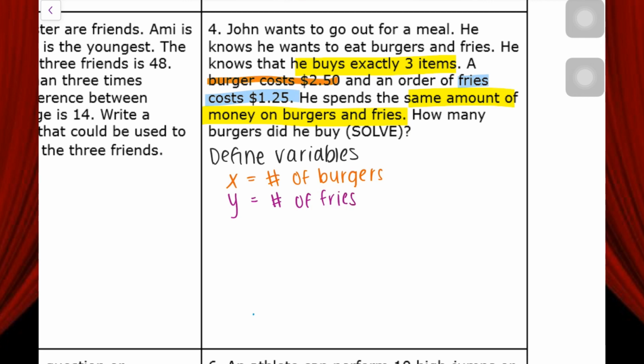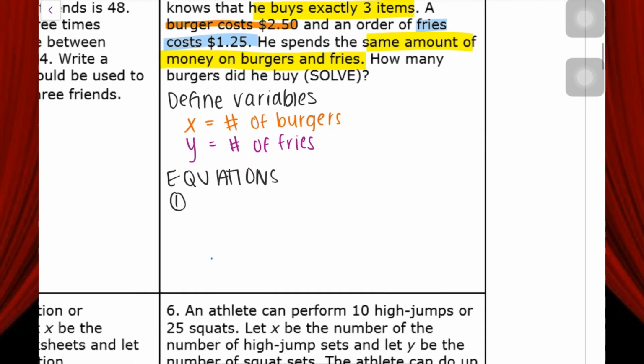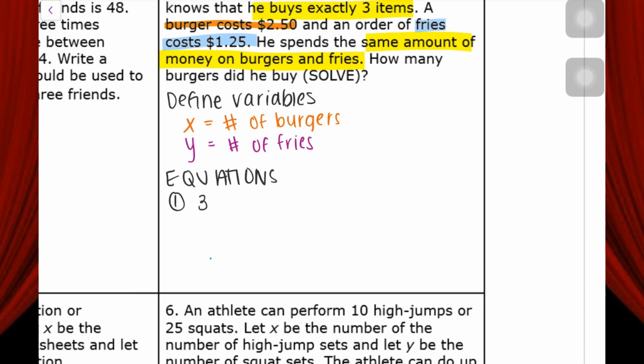After you define your variables, let's write our equations. There are 2 equations. My first equation is I know that he buys exactly 3 items. And I know that the 3 items, he is buying burgers and fries. Do we know how many? We don't. His 3 items are a number of burgers plus a number of fries. How many of each, we're not sure, but we did specify that number of burgers is X and number of fries is Y. So this is your first equation, 3 equals X plus Y.